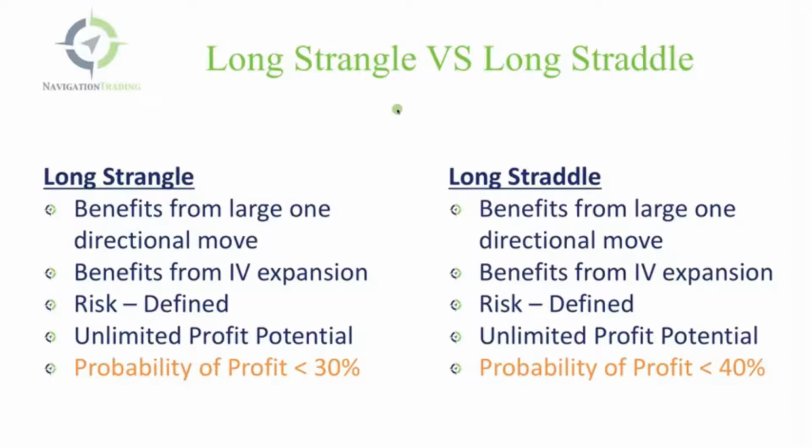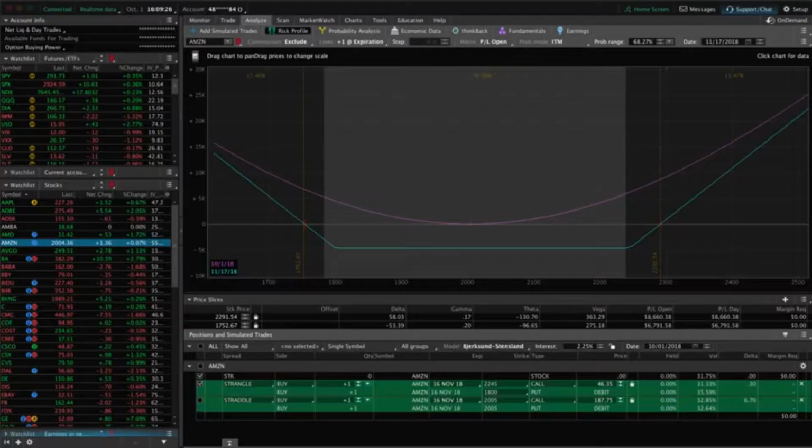Both a long strangle and a long straddle benefit from a large one-directional move. So if we put on a long strangle or long straddle, we don't care which direction it moves, we just want it to make a large move. Both benefit from implied volatility expansion. The risk on a long straddle and a long strangle are both defined and both have unlimited profit potential. The main difference is that the probability of profit on a long strangle is lower and it's a little bit higher on the long straddle. So let's go back to the platform to take a look at an example.